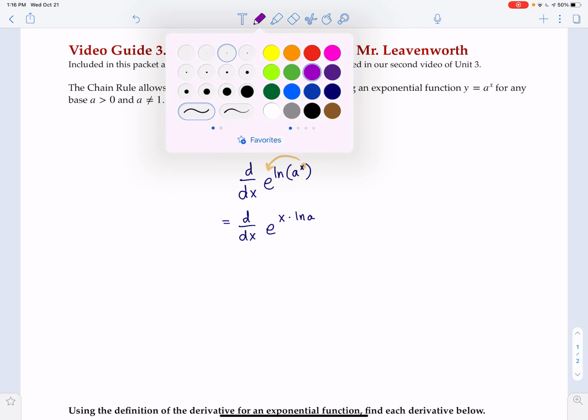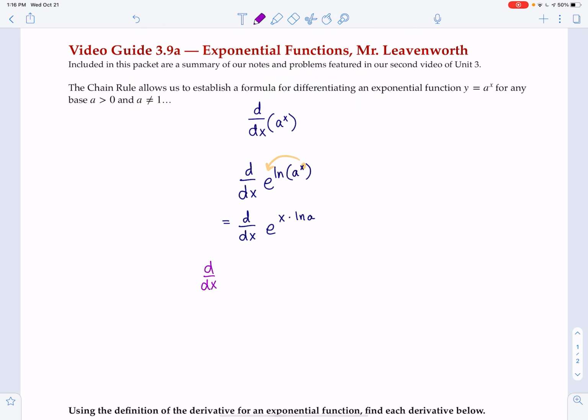Check this out. We can now say that the derivative of a to the x is equal to the derivative of e to the u, where we let u stand for this entire expression, times the derivative of u, which is x times the natural log of a. We know the derivative of e to the something is just e to the something. And the derivative of x times the natural log of a, this is just a constant, so that entire derivative is just ln of a.